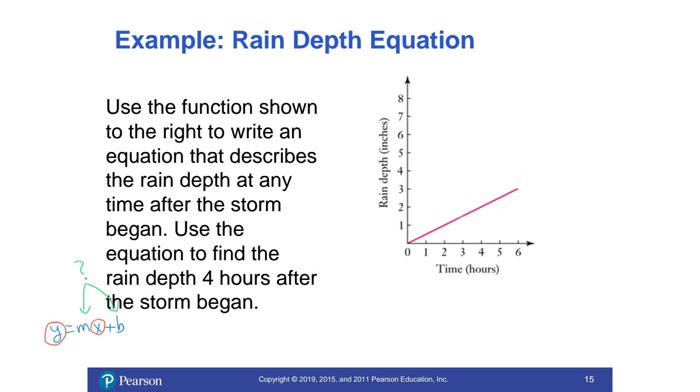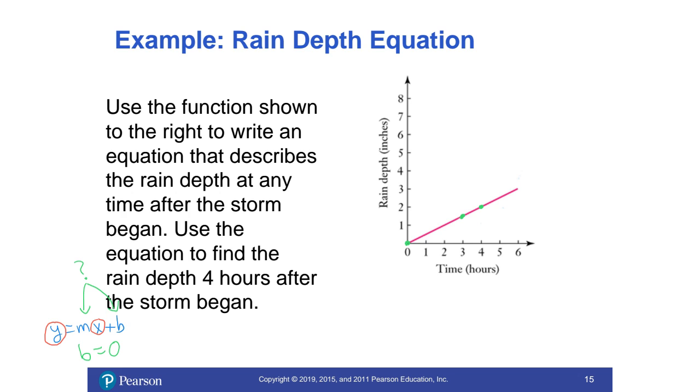Well, b is where it crosses the y-axis. This line crosses the y-axis at 0. So that tells us that b is equal to 0. Okay? Now, how do we find the slope? We pick any 2 points we want on the line and do rise over run. So let's just pick this point, and let's just go to this point and see what we get. Do rise over run.